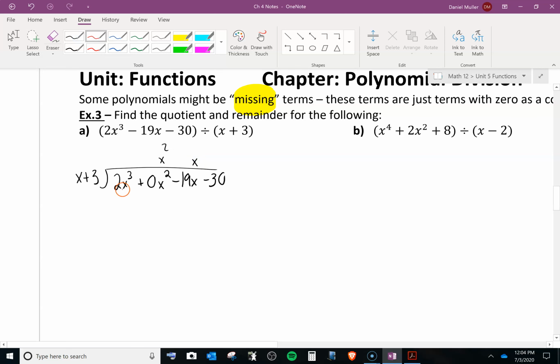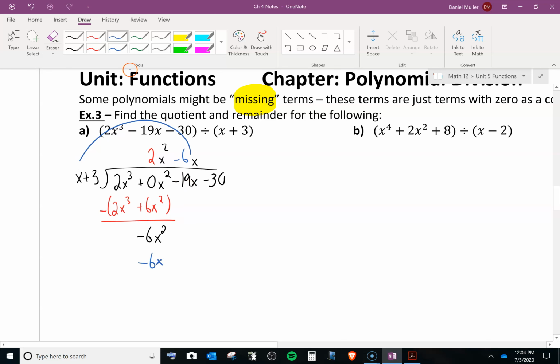Now I need a 2x cubed, so I need a 2. I'm going to put a 2 here. 2x squared times x is a 2x cubed. 2 times 6 is going to be a 6x squared, and we can subtract it. 2 minus 2 is gone. 0 minus 6 is going to be a minus 6x squared. So I need a minus 6x squared, so I'm going to do a minus 6. Because if I multiply that, minus 6x times x is a minus 6x squared.